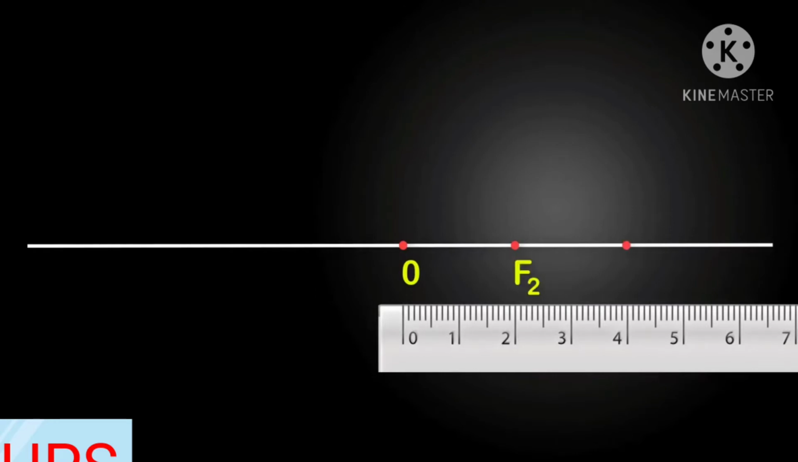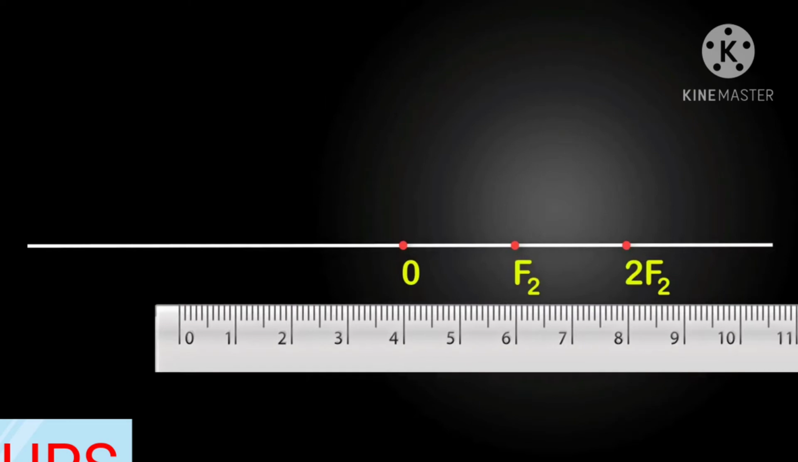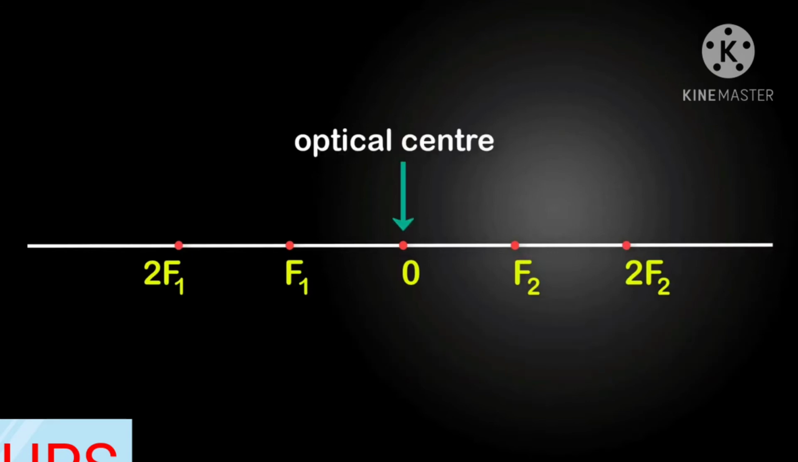Draw a line representing the principal axis. Mark the optic center O roughly in the center of the line using a ruler. Mark 2 points to the right of O. F2 is, let's say, 2 centimeters from O, and 2F2 is double the distance, at 4 centimeters from O. On the left side, mark F1 and 2F1 using the same distance. O is the optical center of the lens, and F1 and F2 are the two principal foci of the lens.